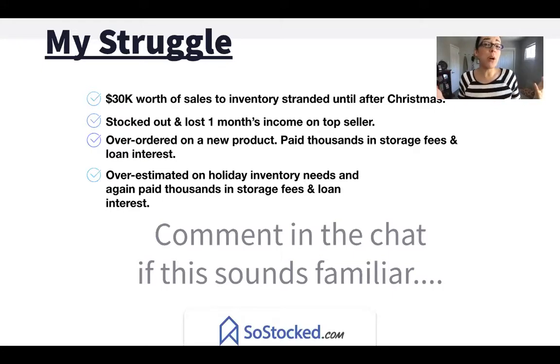I've over-ordered products and ended up paying thousands of extra dollars in storage fees and loan interest for the product because it was a miscalculation. I overestimated holiday inventory based on bad data, and again ended up paying thousands in storage fees and loan interest. Type something into the chat if this sounds at all familiar to you.